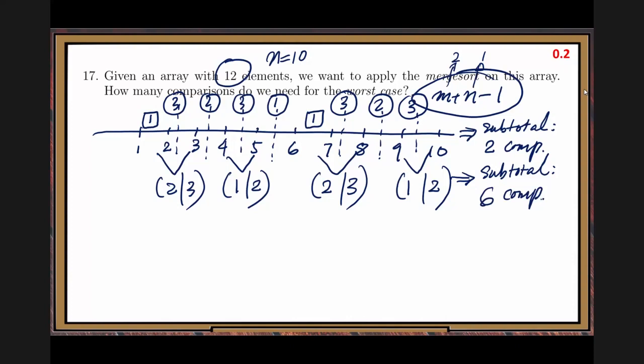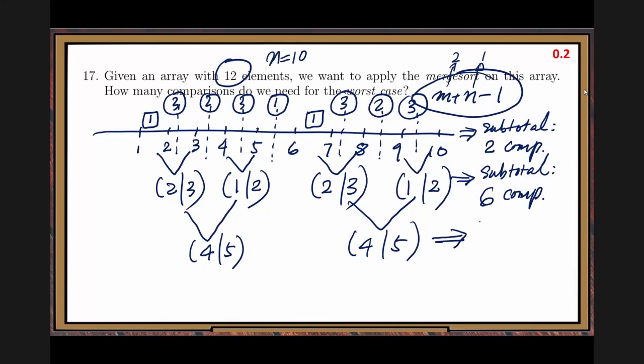Okay, all right. Then, reverse the second round. Reverse round 2. This time, we use the size number. 3 plus 2, 5. 5 minus 1, that's 4. 4 bar 5. Okay, all right. Subtotal, 4 plus 4, 8 comparisons. All right, 8 comparisons.